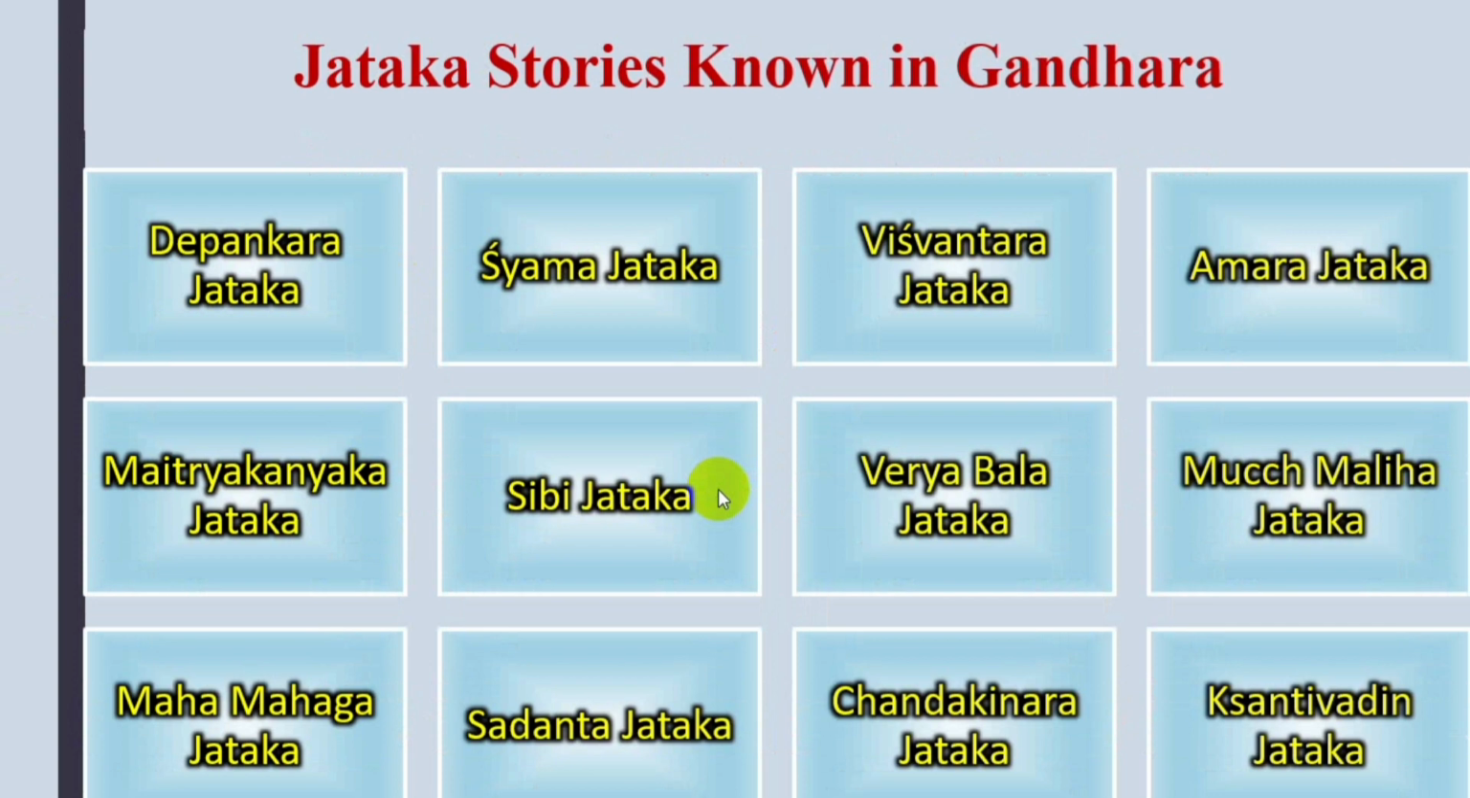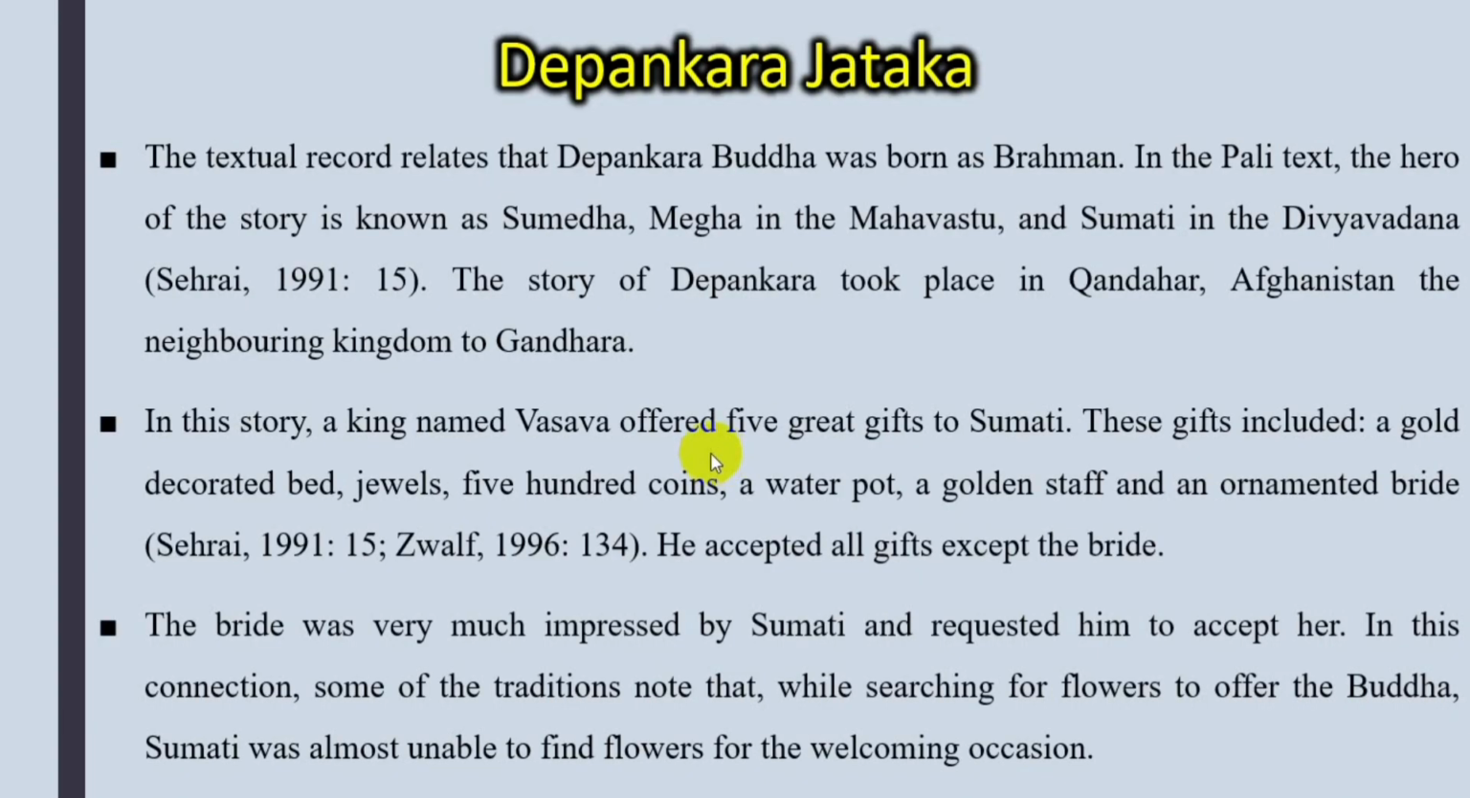The names of these Jataka stories are Dipankara Jataka, Shyama Jataka, Vishwantara Jataka, Amara Jataka, Metra Kanyaka Jataka, Sibir Jataka, Varyabala Jataka, Muchamaliha Jataka, Mahaga Jataka, Sadanta Jataka, Chanda Kinara Jataka, and Santivadin Jataka. Now we will discuss these Jataka stories one by one, and the historical background of these Jataka stories.